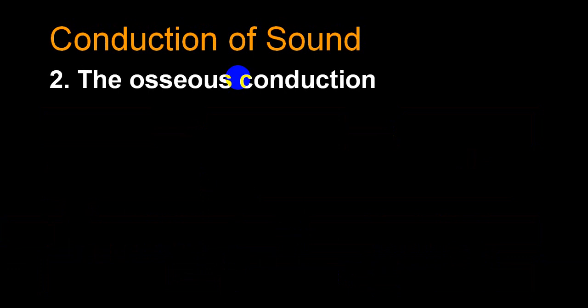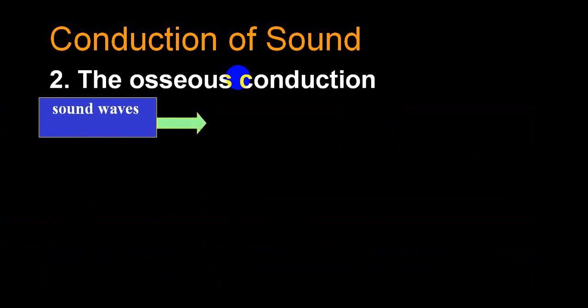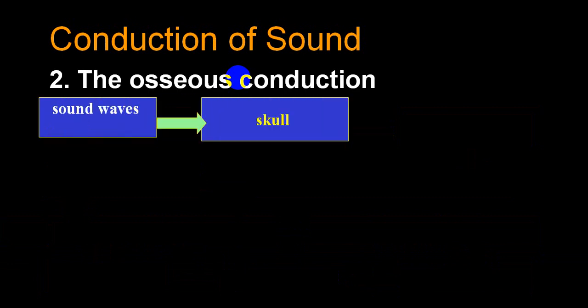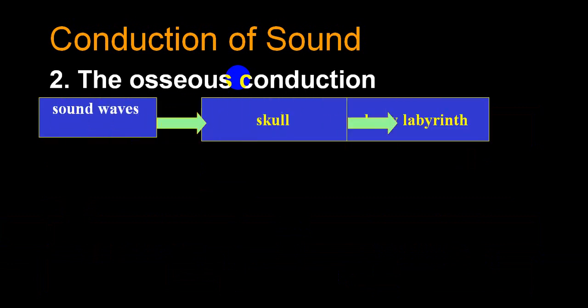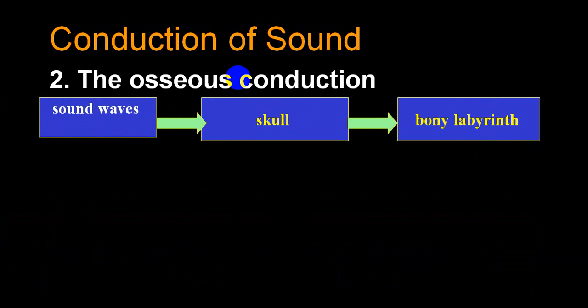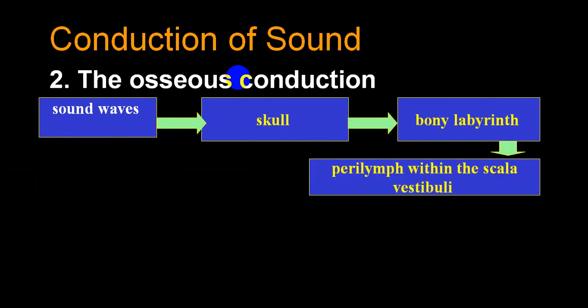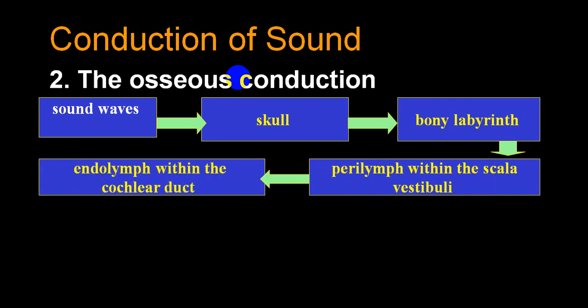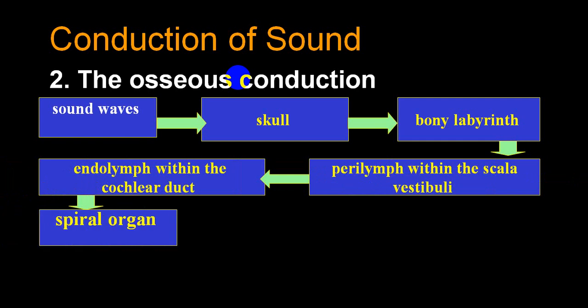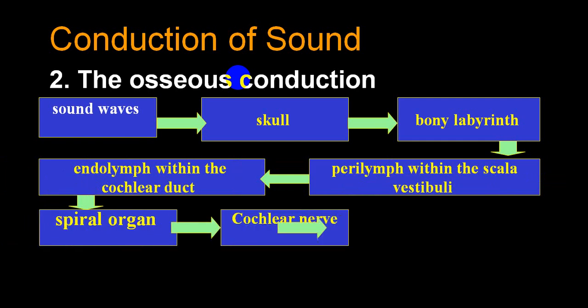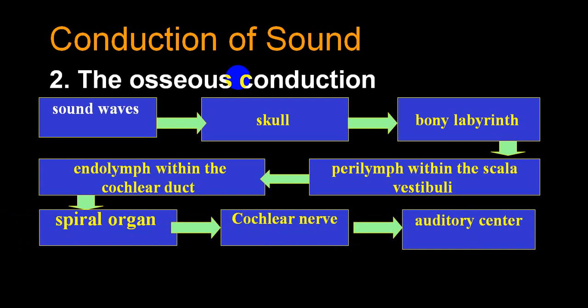There is something called bone conduction also. In bone conduction, the sound wave will travel by skull bones, and it will stimulate the bony labyrinth part, and directly it will stimulate the perilymph without stimulating the tympanic membrane and those three bones, malleus, incus and stapes. So directly it will stimulate the perilymphatic portion, then endolymph, spiral organ, cochlear nerve, and then that will be transmitted to the auditory center.